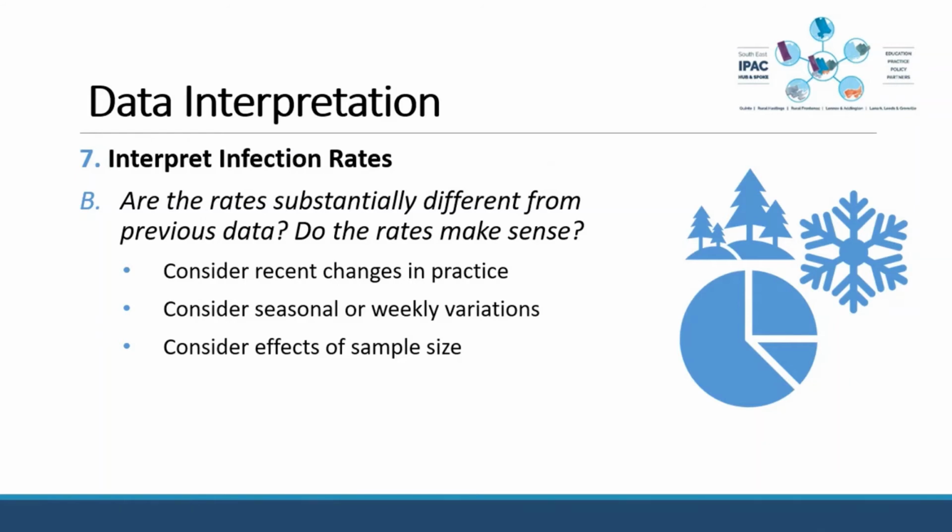For example, for seasonal variations, respiratory infections have a low frequency in the summer months, but may increase over the winter months. So when you're comparing your rates, you have to understand there are those differences as well. Lastly, you want to also consider your sample size. So is this difference in the rate related to your sample size? Is your sample size too small? A low number of events may result in instability in rates of infection.